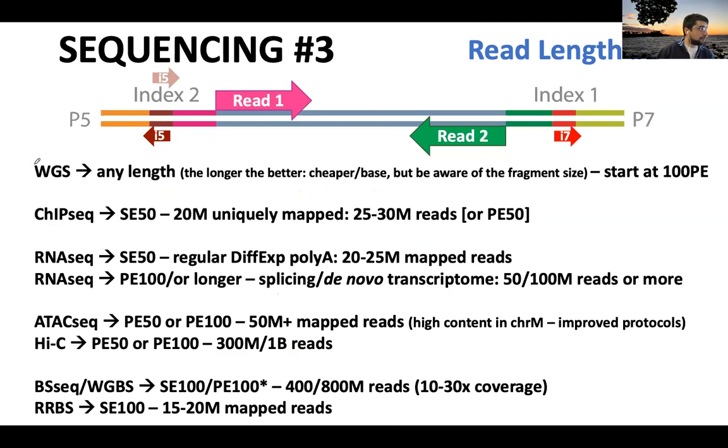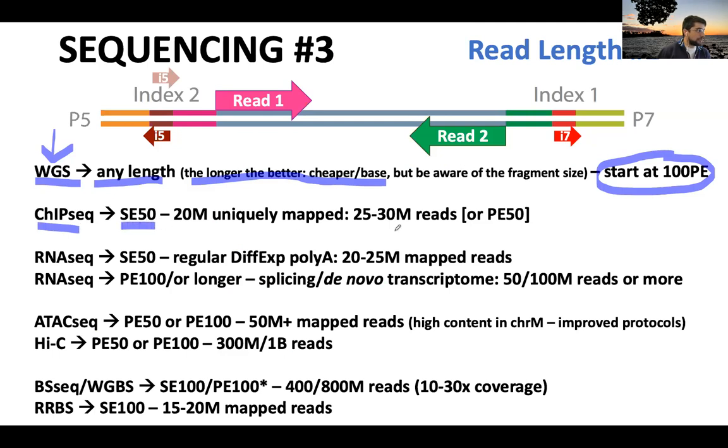The same table is actually done in a different way. Now I'm focusing on the application that you have. So whole genome sequencing or DNA library, you can sequence any length. Again, the longer the better, just because it's cheaper per base, okay? So that's why I usually recommend to start from 100 paired end, okay? ChIP-seq is usually sequenced single end 50, but again, I told you, it can also be sequenced paired end 50 for some specific applications.